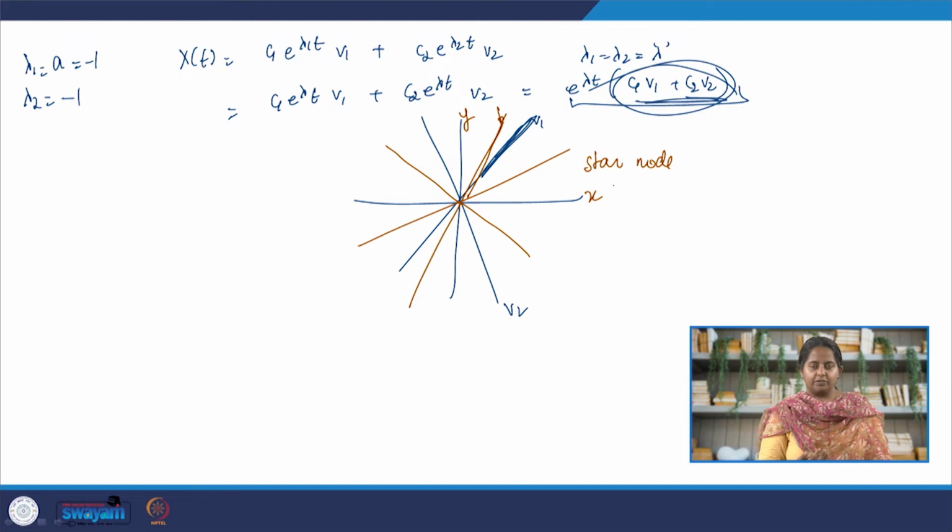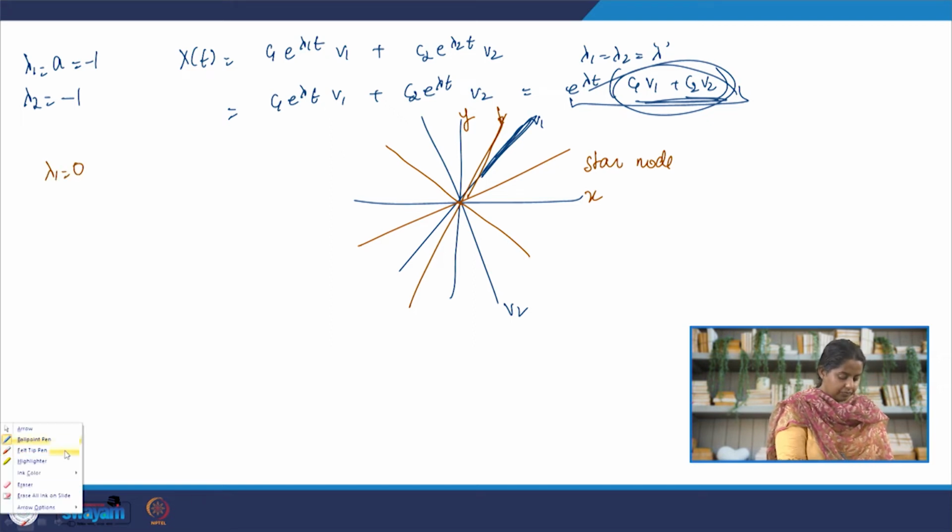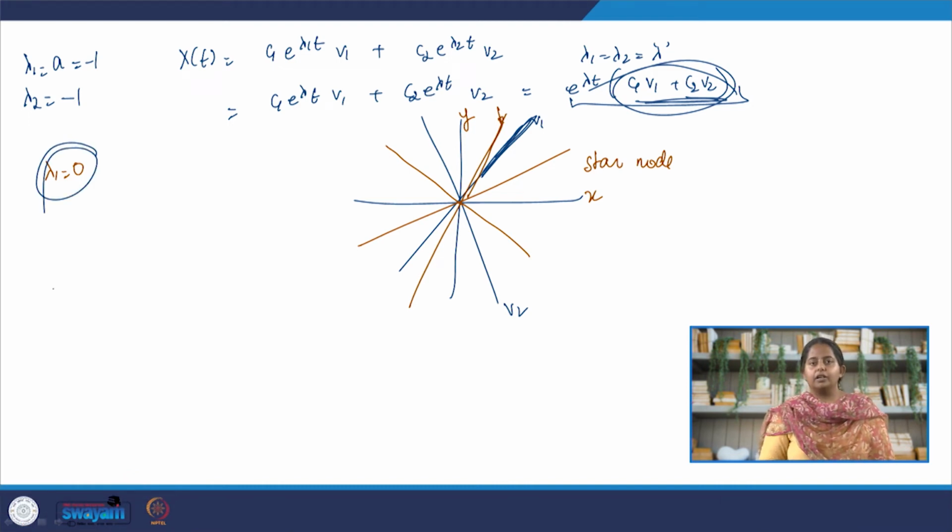Another example that we saw which was very fascinating was when one of the eigenvalues became 0. Let's see what happens. When one of the eigenvalues becomes 0, in the eigenvector direction corresponding to lambda 1, which has become 0, there will be no movement. So what we get in this case is either a line of fixed points or a plane of fixed points.